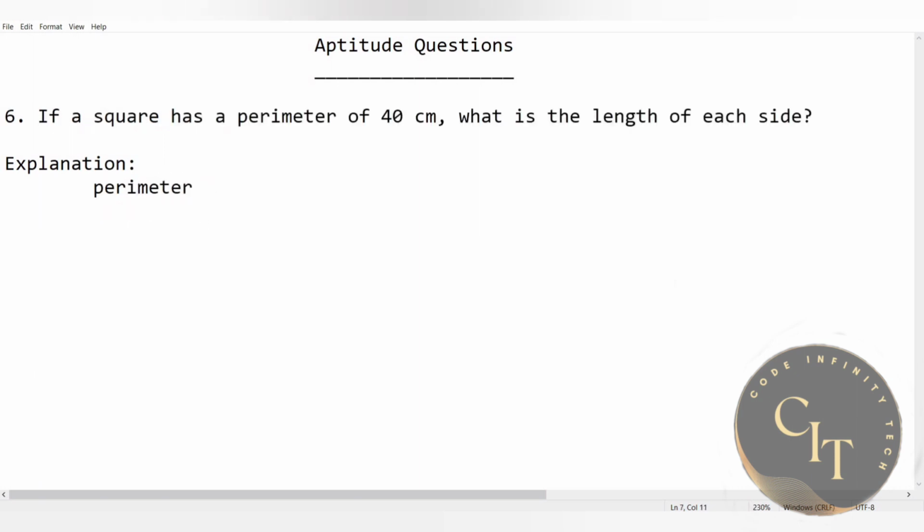So if a square has perimeter of 40 centimeters, what is the length of each side? So it's a very simple question. You know the formula of perimeter of square. So perimeter is equal to 4 into length of each side. So 40, as the perimeter was given here, is equal to 4 into side length. So finally your side length will be 40 by 4, and total your side length will be 10 centimeters.